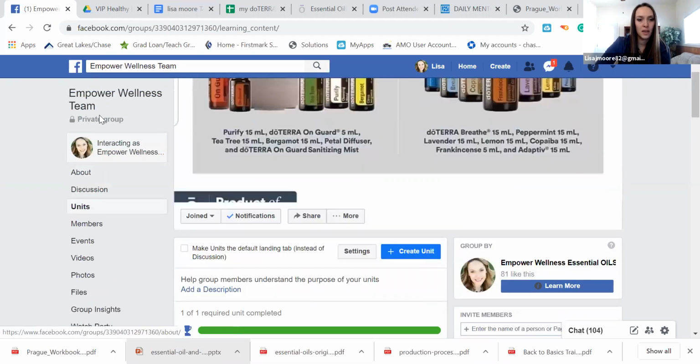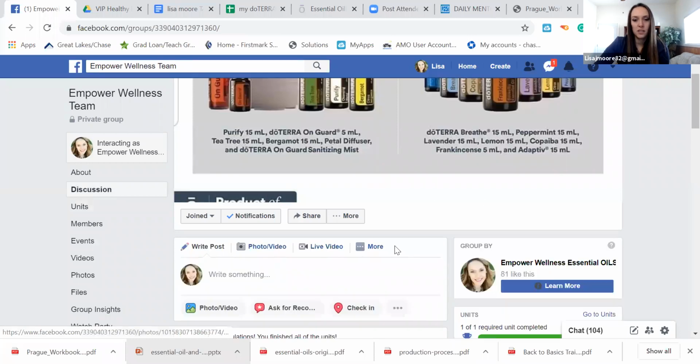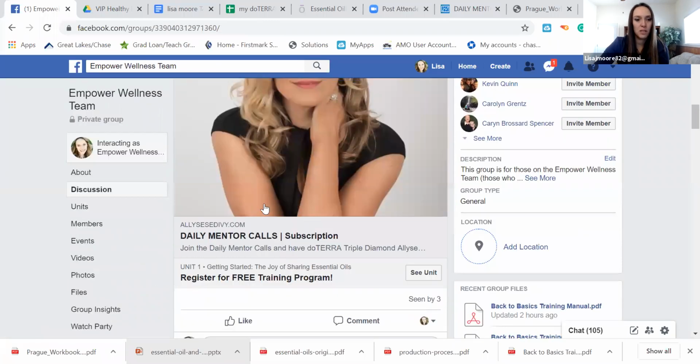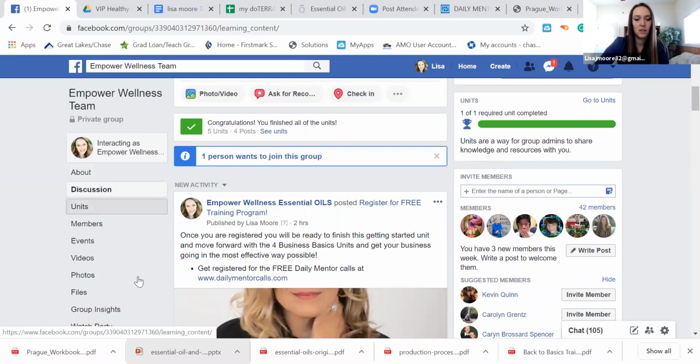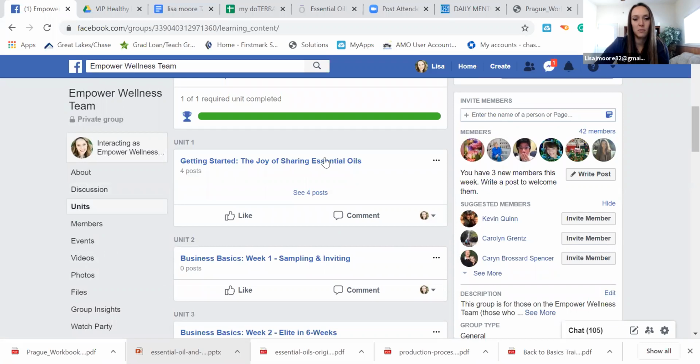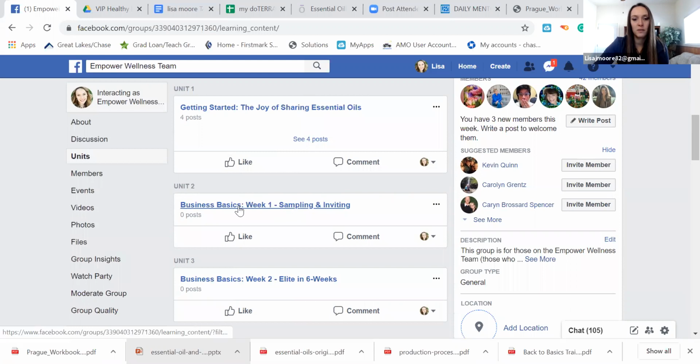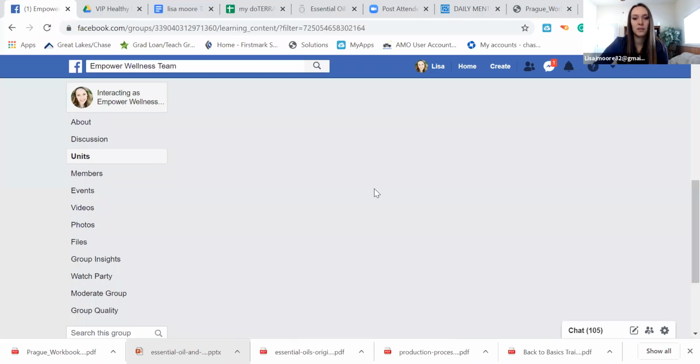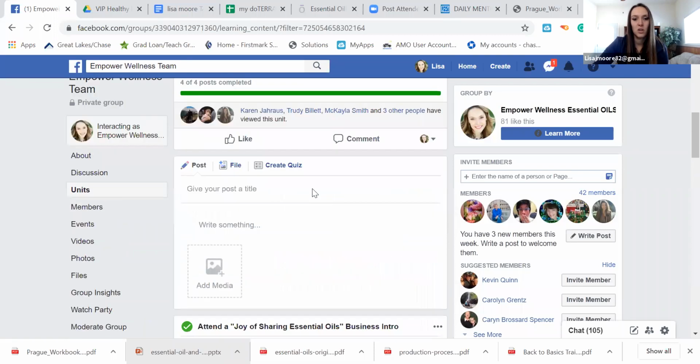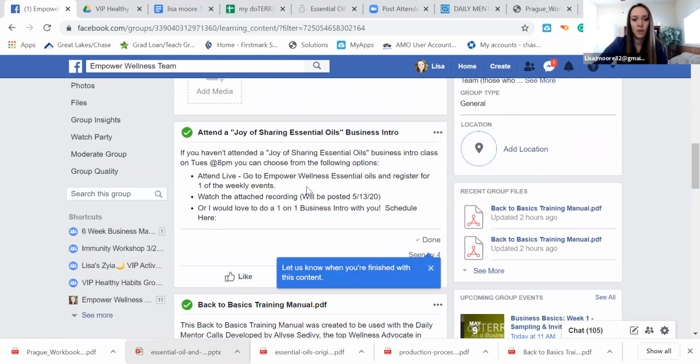In the Empower Wellness team group on Facebook, typically you go in and you see the discussion, and the different stuff that people are posting. But if you go into the units, this is where you're going to have the different information. So that'll be saved. Now I have the Getting Started, Joy of Essential Oils, and the stuff from this week is going to go in here. But if you haven't already, people starting out should do this first Getting Started part. There are, I think, 4 different things in here.